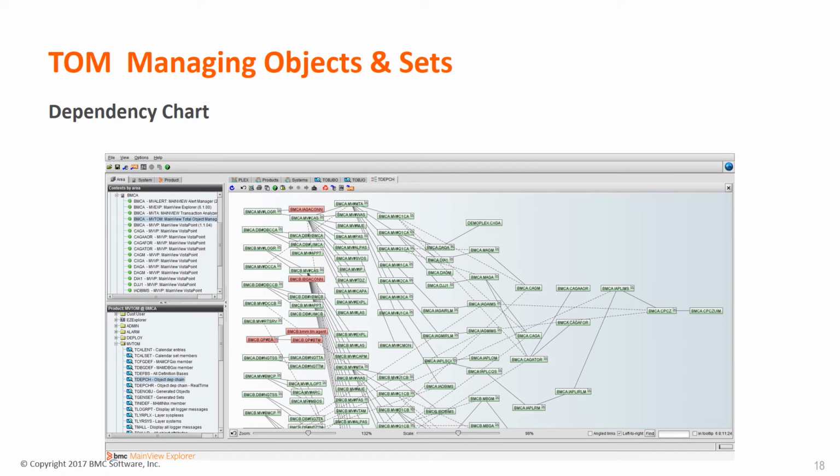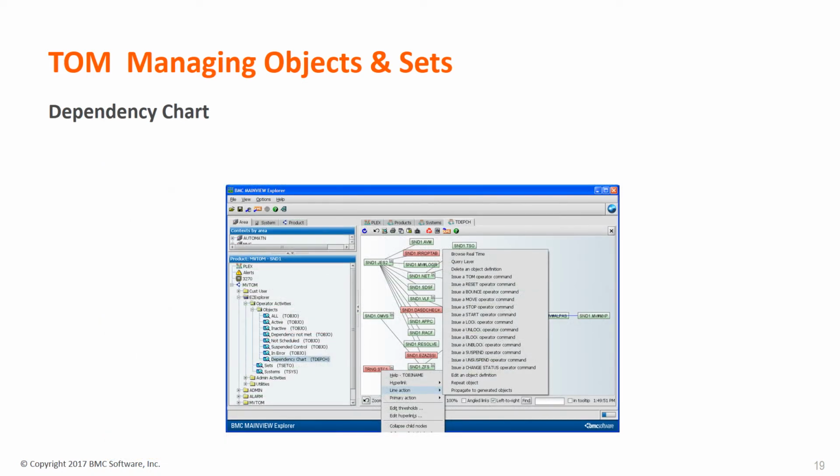And here's an example of the dependency chart. So you can see the way that things are mapped out. We build the hierarchy of how things are related to each other. And then you'll see the items in red are objects that are currently not active, whereas the ones in green are active. Now you can also take actions from this. If we right-click on an object and then select line action, Tom will present us with a list of the various actions that are available to take against the object. So we can do a lot of things from this dependency chart. It's not just eye candy to look at.